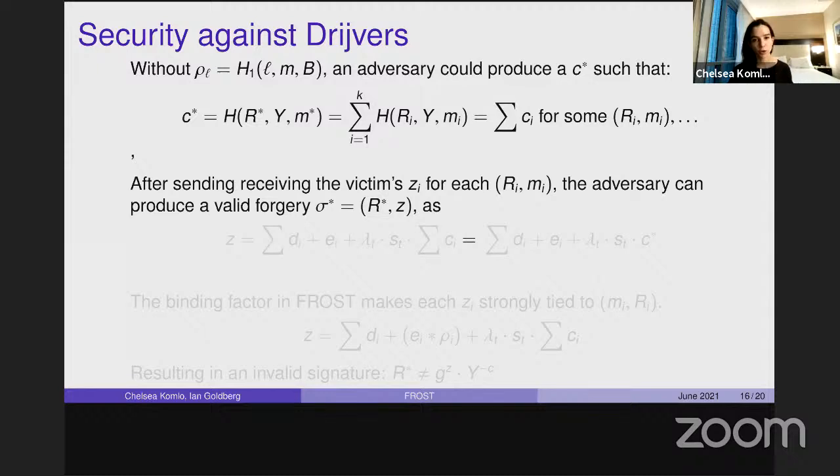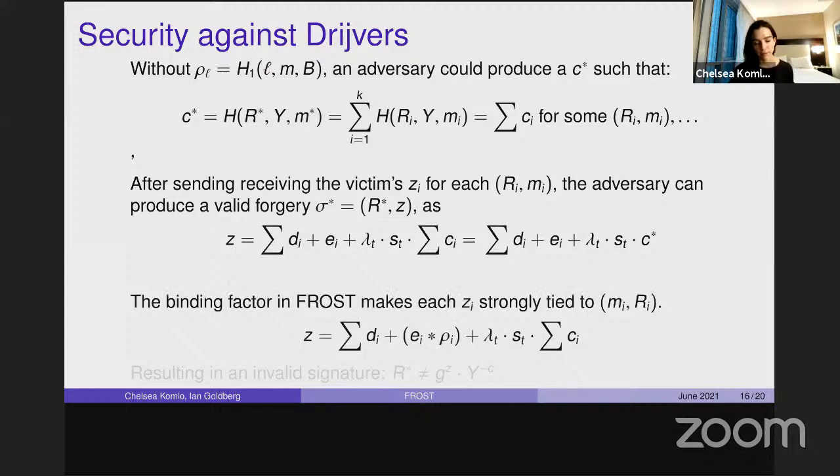So essentially what the adversary would do is they would receive all of the victims' responses for each R_i, m_i, and then the adversary would be able to produce a valid forgery with respect to this R*, such that this signature would be equal to the sum of all of the victims' s_i. So essentially the forgery would be the summation of the victims' valid responses, but it would be with respect to a message that the victim had actually never signed.